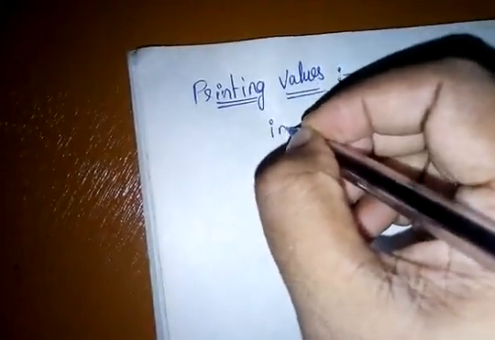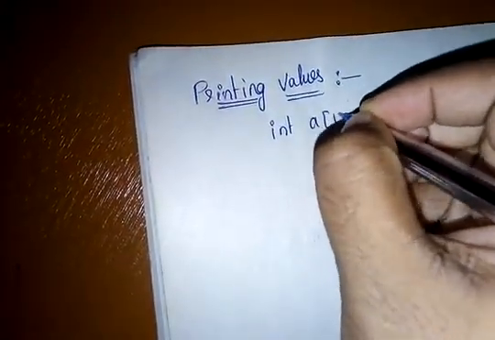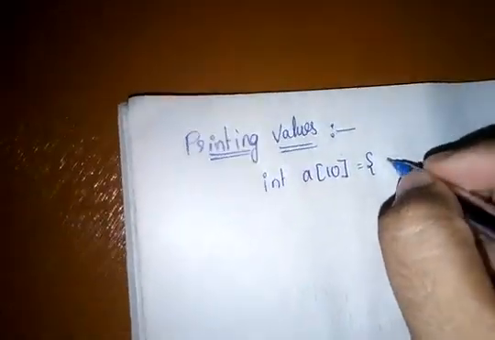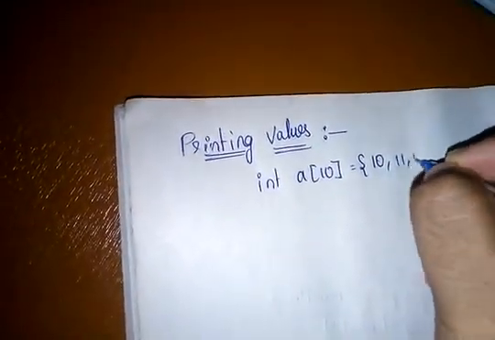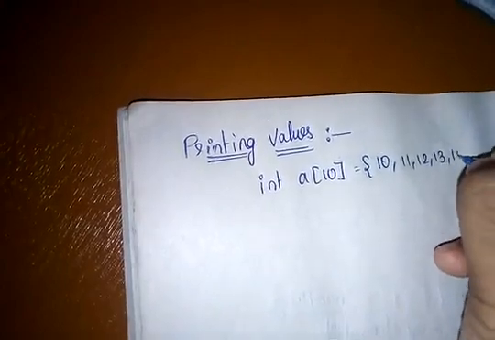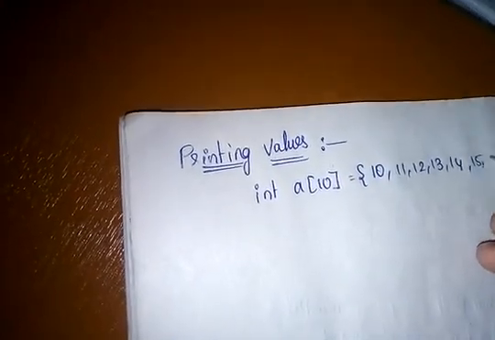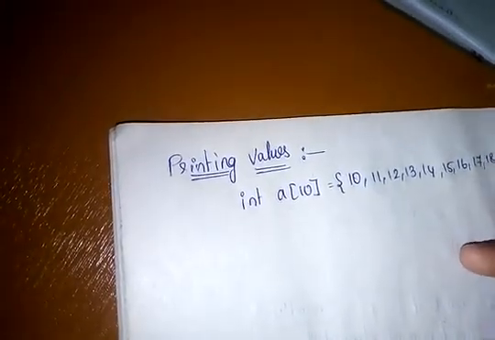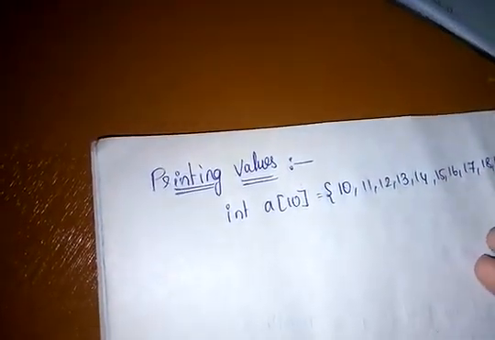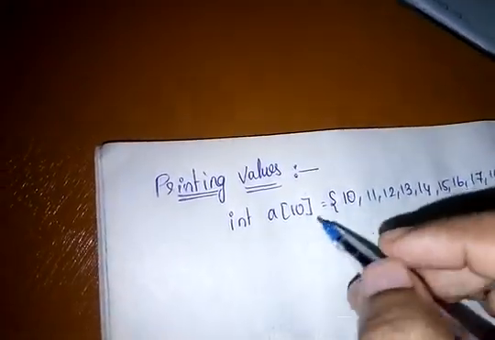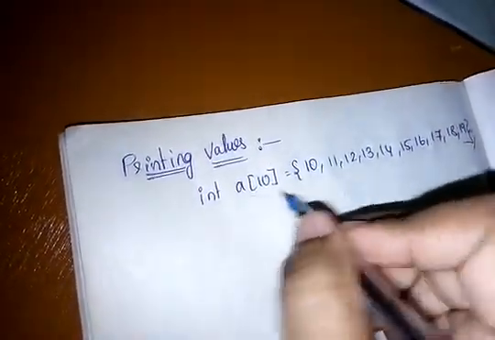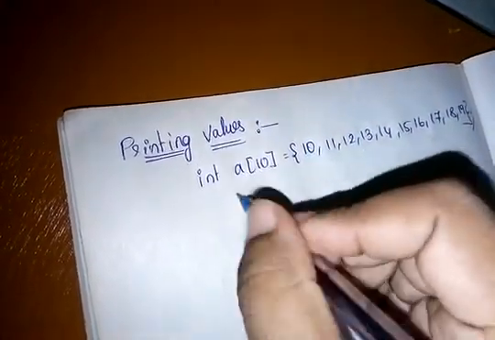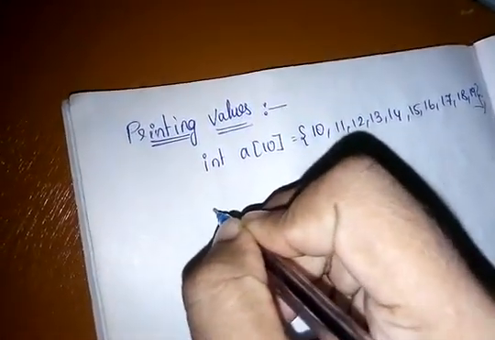Say for example, we have an array int a[10], and I'm going to assign some values: 10, 11, 12, 13, 14, 15, 16, 17, 18 and 19. So I have initialized 10 values into the array a[10]. Now in order to print all these values of array a, we have to use a loop.